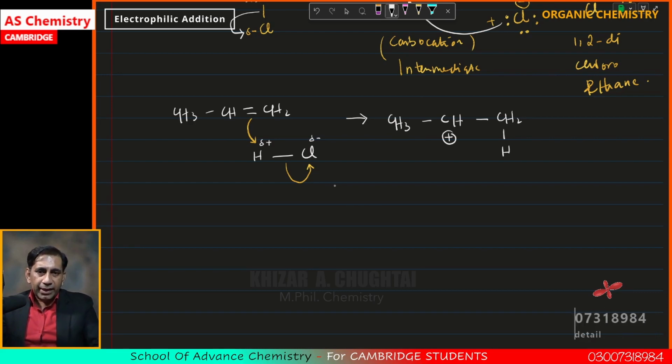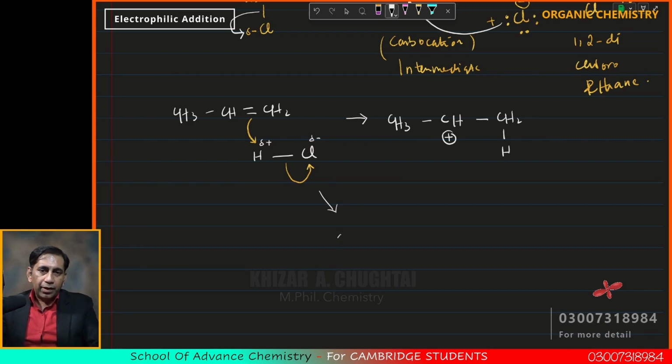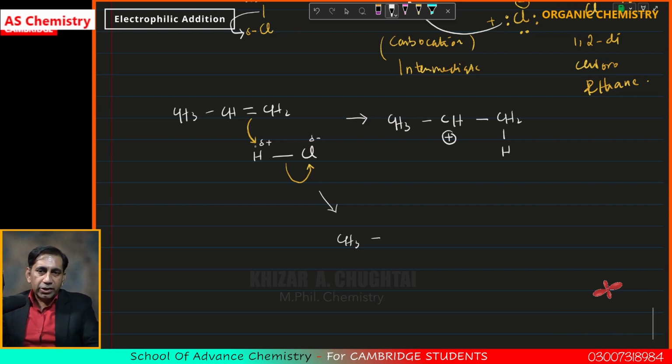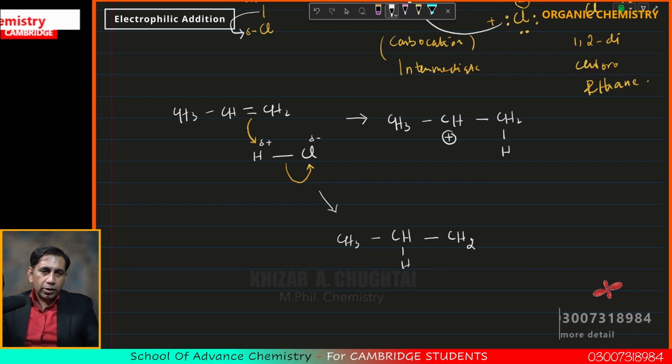Now the next possibility of the intermediate is this one. If I write CH3 over here, and this hydrogen goes to the middle carbon, so it will be CH2, and now the ending carbon is going to have the positive charge. As you have seen, one bond has been shifted, so one bond is left, and it is a positive charge.